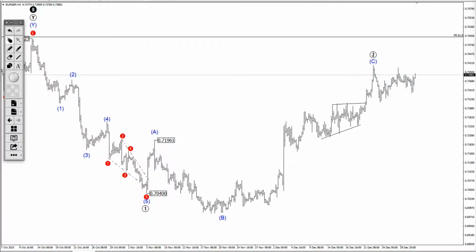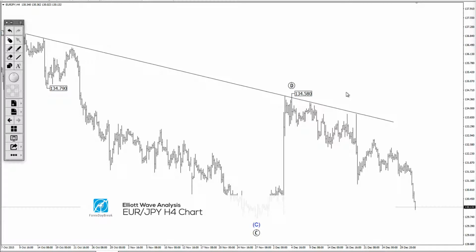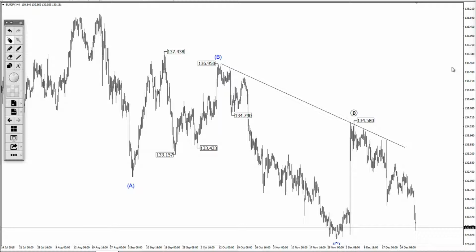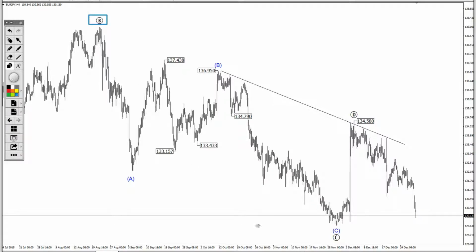Let's take a brief look at euro yen. The wave count here has been quite hard to figure out. I am still favoring the large triangle scenario. If we zoom out, we can see that we have a large triangle scenario here. Waves B, C, and D are visible here. You can draw it here. So minor degree waves B, C, and D. A, B, C also visible here on minor degree.